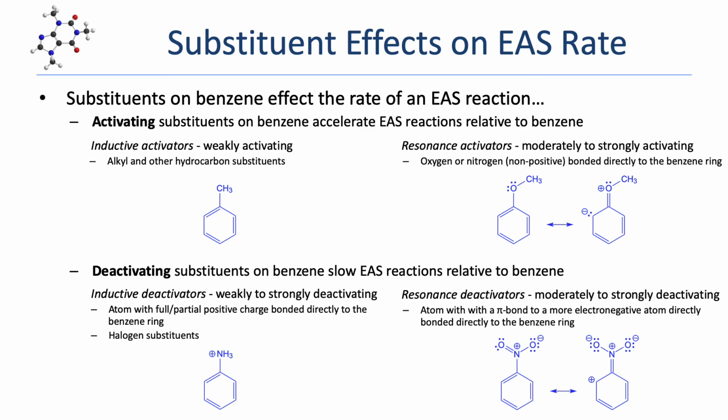Let's take a look at activating groups first. Activating groups accelerate EAS reactions by increasing the electron density in the benzene ring, making it more nucleophilic. Activating groups can increase the electron density in the benzene ring either inductively or through resonance. Inductive activators include alkyl groups and other hydrocarbon substituents. So here I show toluene as an example, having a methyl substituent.